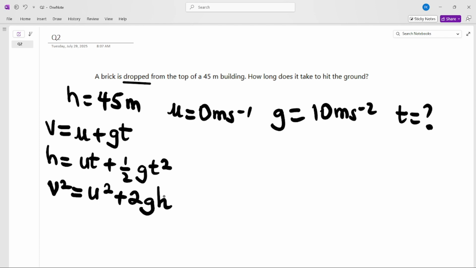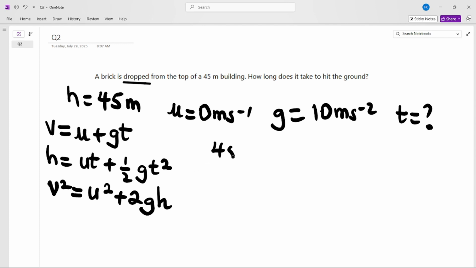Okay, so Millicent, these are the basic three ones. So which of them are we using? We will use the second one because we have h, we have u, and we have g. We are finding t. So we are going with the second one. Kennedy, is that correct? Yes, sir.